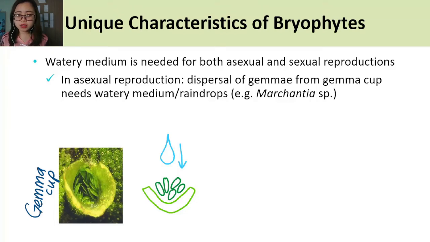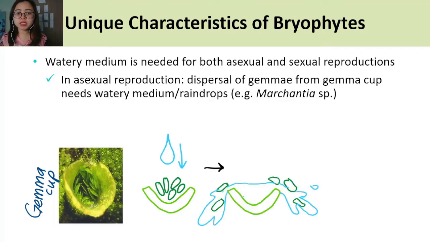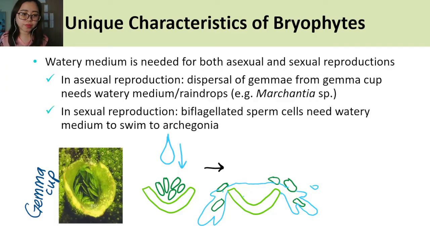Dan bila hujan, when it rains and the raindrops fall into the gemma cup, it's going to disperse the gemmae. Dia macam melimpah keluar. Bila air itu mengalir keluar, dia akan hanyutkan gemmae itu sekaligus. Okay, so it's going to take that gemmae and go to a new place. And when it reaches a new place, the gemmae can grow into new organisms, grow into new individual plants. All right, and that is the example of asexual reproduction.